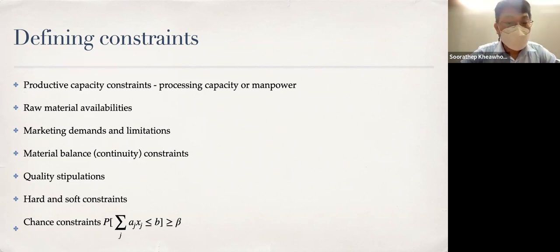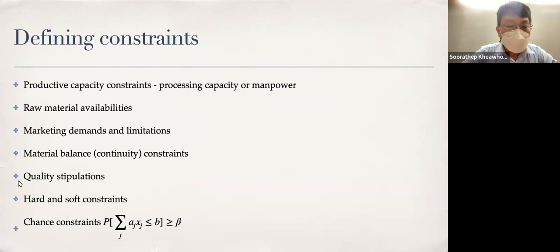And the next one is material balance. Material balance, continuity constraint, not only material balance, also energy balance and other model. And for these constraints, they should be formulated as what? Equality constraint. You cannot violate the material balance, right? Whatever you feed to the system, of course, it will flow out.